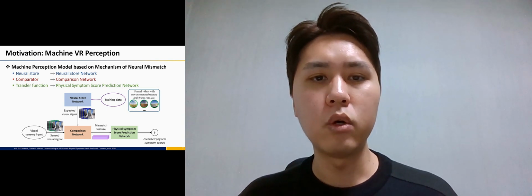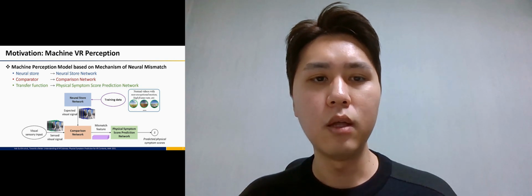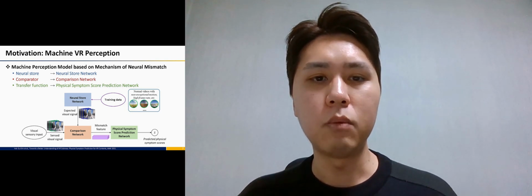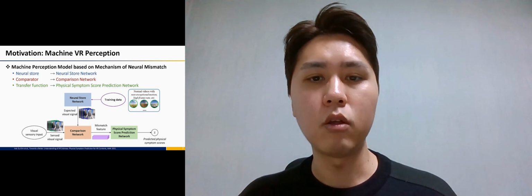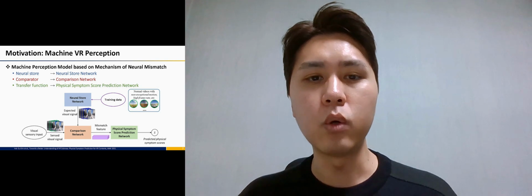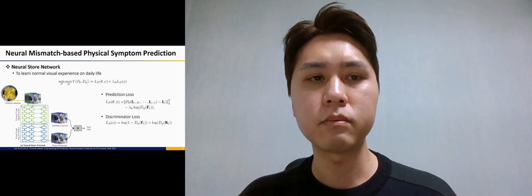The comparison network is to compare the input video frames with the expected video frames predicted by the trained neural store network. By encoding the differences between them, the neural mismatch feature is encoded in the comparison network. Finally, the prediction network is to estimate the three major symptom scores by mapping the encoded neural mismatch feature into the subjective score.